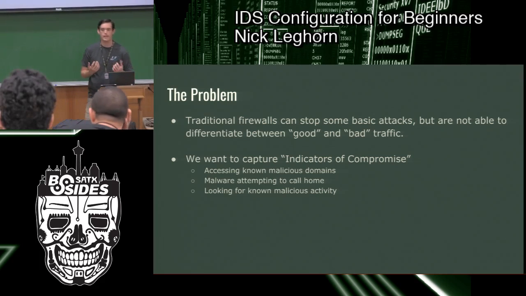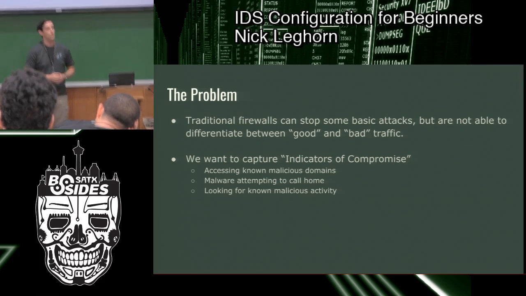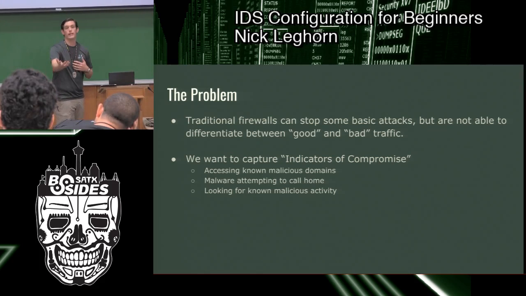So we want to capture what's called indicators of compromise. So that's maybe some computer on your network is accessing a malicious domain, right? There's a list of domains that we have. There are known command and control servers. We can see if one of our computers is calling out to a known command and control server, that would be a good indicator of compromise.